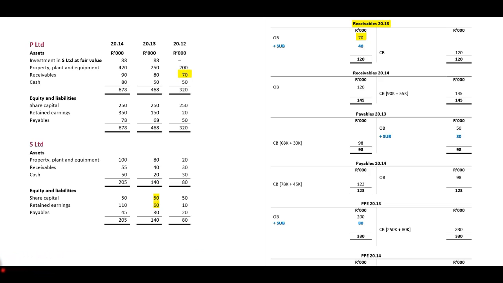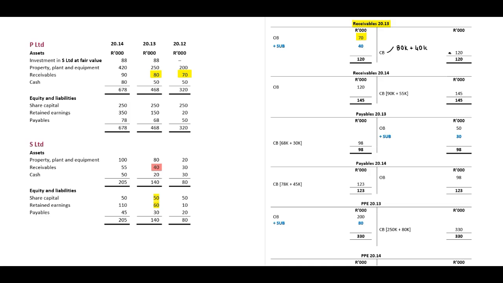Our closing balance for 20.13, when you look at the statement of financial position of P Limited, will be the 80,000 of P Limited plus the 40,000 of S Limited. Why? Because now we need to consolidate. Therefore, this will be the 80,000 plus the 40,000, and our closing balance will be 120,000.